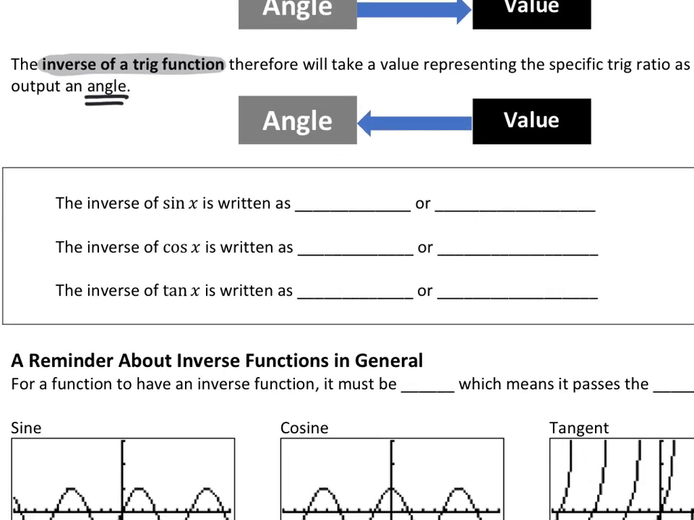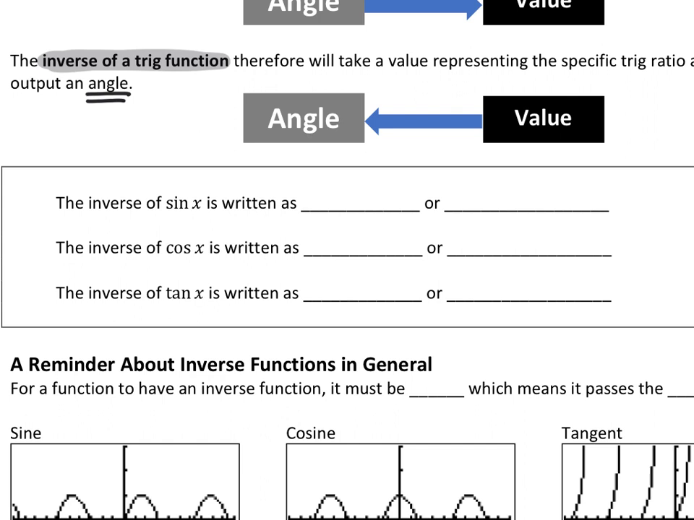The inverse of sine is written two ways. It is written as sine inverse of x, or sine to the -1 of x. Notice that the -1 is next to sine, not next to the x. Or arc sine of x.